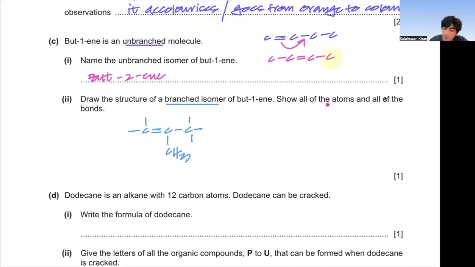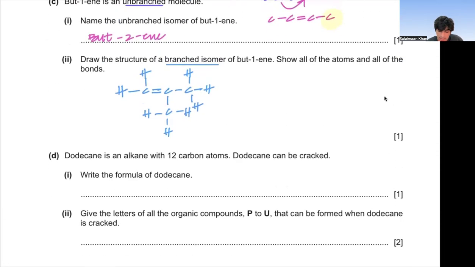Because I need to show all the bonds. So therefore, I'm not going to write CH3. I'm going to say C bonded to H, bonded to H, bonded to H, and this is also H, this is also H, this is also H. You can also make the Hs yourself, but that's it. You need to fully draw CH3.